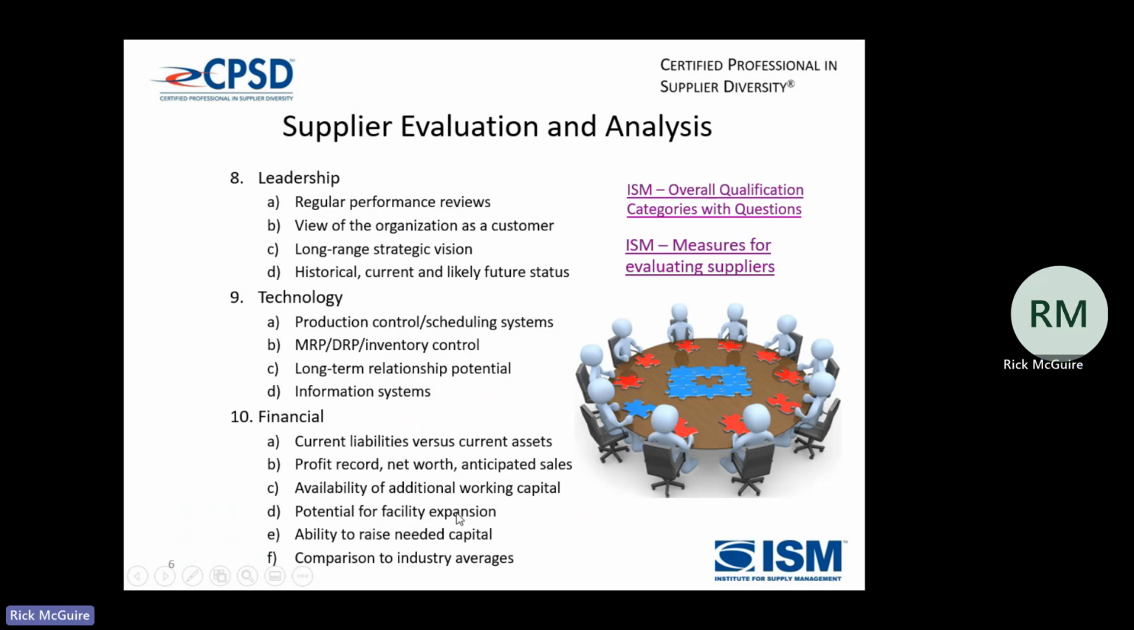Leadership: regular performance reviews, view of the organization as a customer, long-range strategic vision. Have they written it down? Historical, current, and likely future status. In technology, you can look at production control and scheduling systems. What's their MRP, inventory control system? What's the long-term relationship potential? And what information systems are they using?